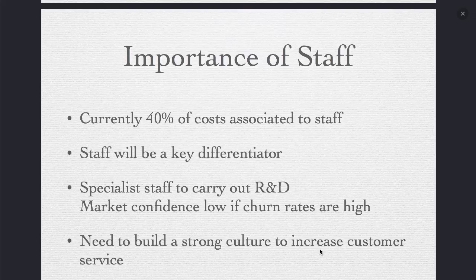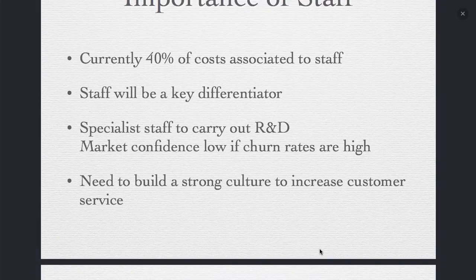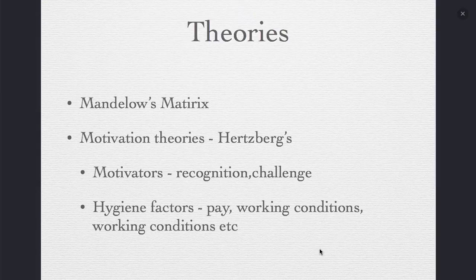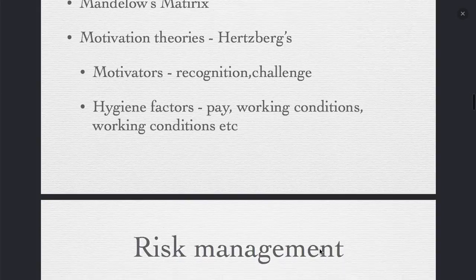The importance of staff: we saw that nearly 40% of the costs are associated with staff, right? Staff are the ones who can create that key differentiator, right? We could also have specialist staff to carry out R&D, and the market confidence could be low if your staff churn rates are quite high, right? We need to build a strong culture and increase customer service. Why am I talking about culture? Because if the employees are not happy and they don't have a very good culture, they will not be able to provide customers a good service. So these are some of the theories which are there: Mendelow's matrix, motivation theories, right?